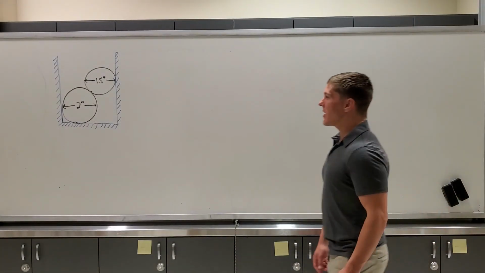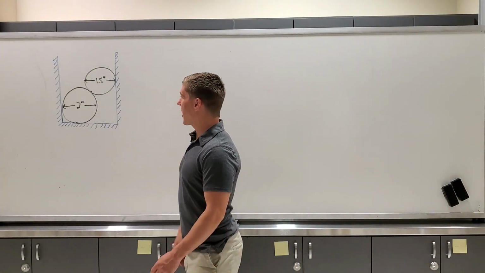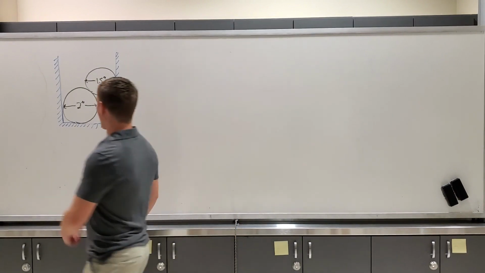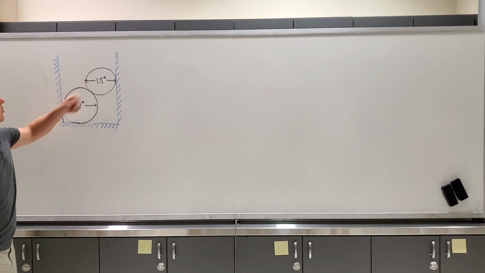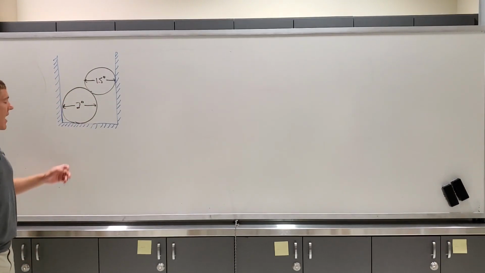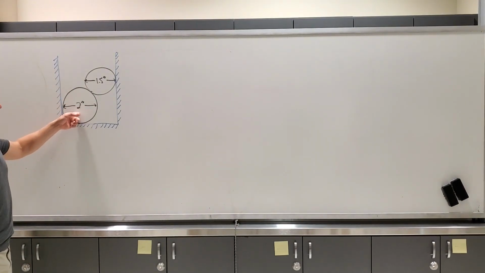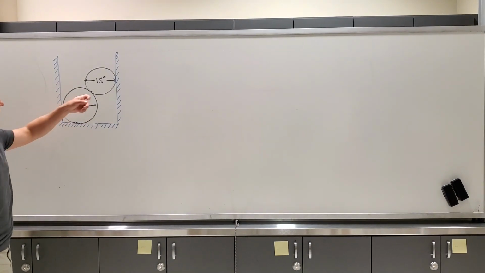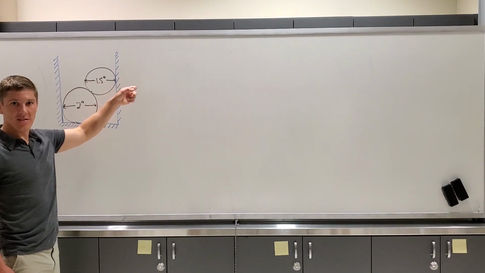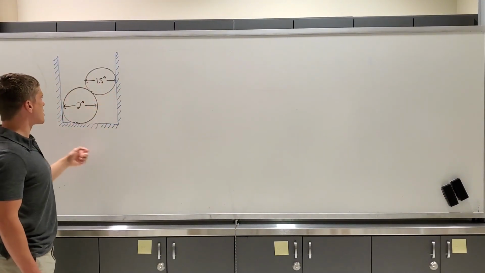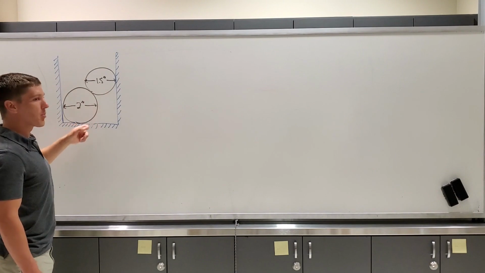Okay, so let's take a look at a diagram of what we have going on here. We have a three-walled container, and inside it we have these two ball bearings stacked on top of each other. The 2-inch ball bearing is in contact with the bottom of the container on the left side, and the 1.5-inch ball bearing is in contact with the right side of the container. This is our general overview of the problem.